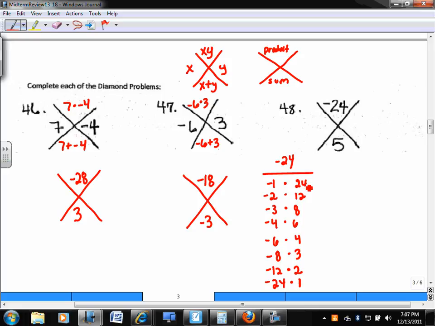We know that positive 24 and negative 1 do not add to 5, so that doesn't work. Negative 2 and 12 add to positive 10. Negative 3 and positive 8. Positive 8 minus 3 is positive 5. So in our diamond, we have negative 3 on one side and 8 on the other.